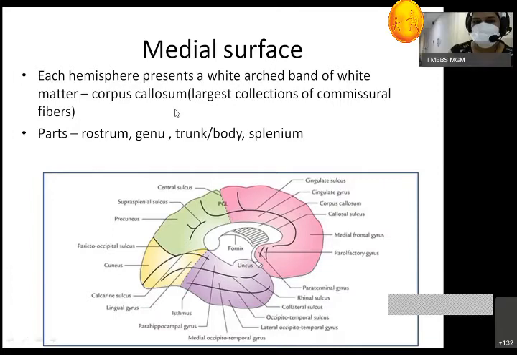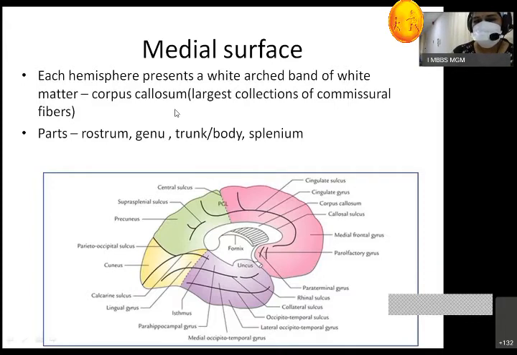then there is a bend. As this is a bend, this is called the genu, which is the most anterior part of the corpus callosum. Behind that, there will be the body of the corpus callosum. And the most posterior part, which is very much expanded, will be called the splenium.